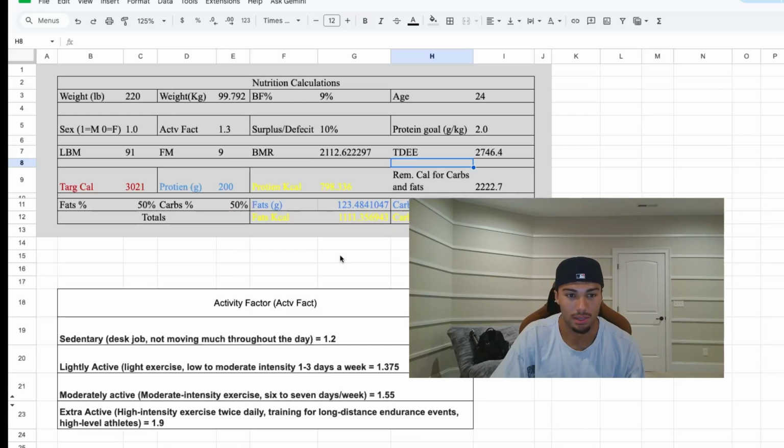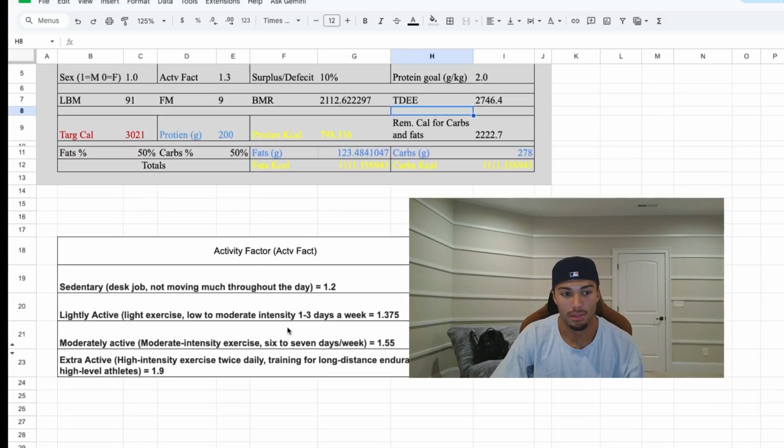LBM is your lean body mass in kilograms. FM is your fat mass in kilograms. Sex, like I said, is 1 for male, 0 for female, and then age is just in years. And then we multiply it by your activity factor to get the caloric goal. The activity factor is down here. I put this just newly on the calculator to help people out.